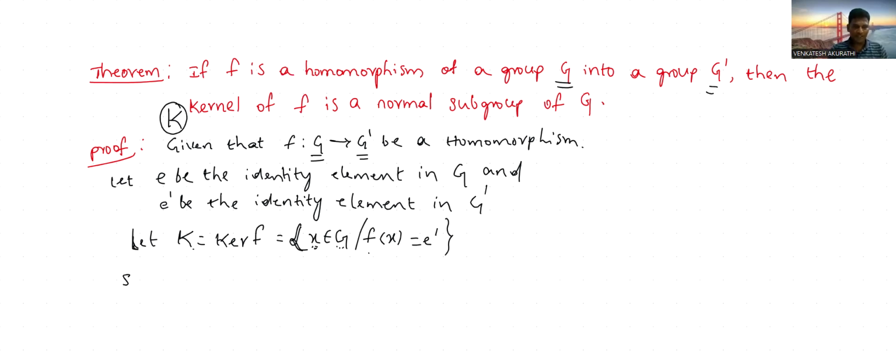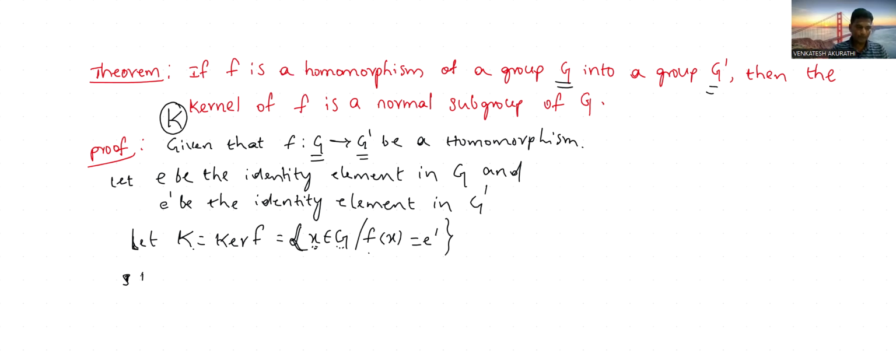Let us prove this theorem step-wise. The first step is that K is a non-empty set. The second step is that K is a subgroup of capital G. And the third step is that K is a normal subgroup of capital G. Let us prove this theorem step by step. First step, K is a non-empty set.